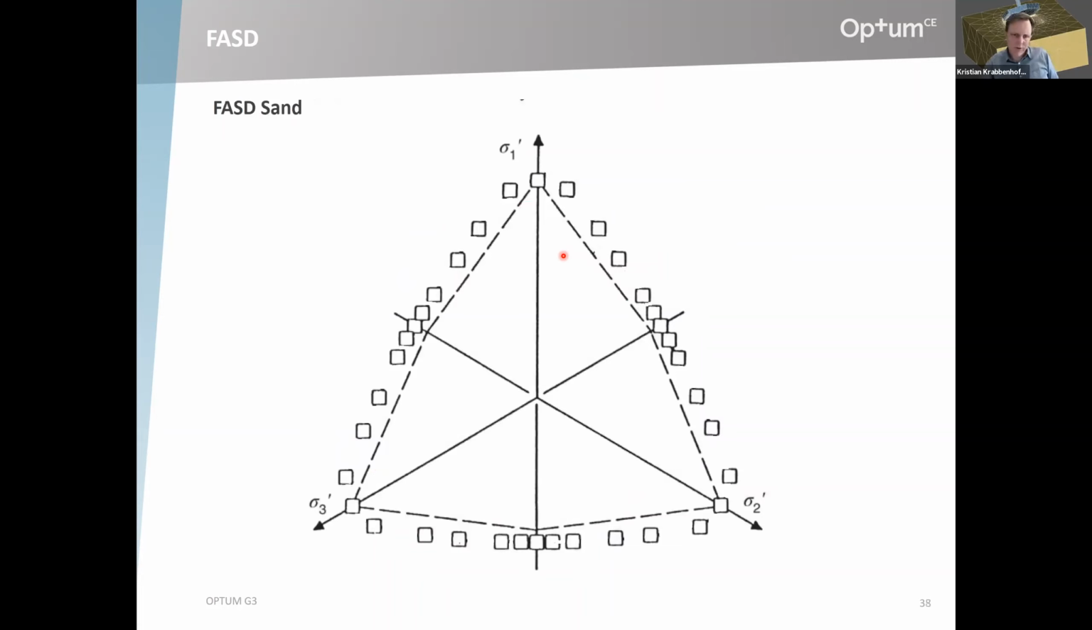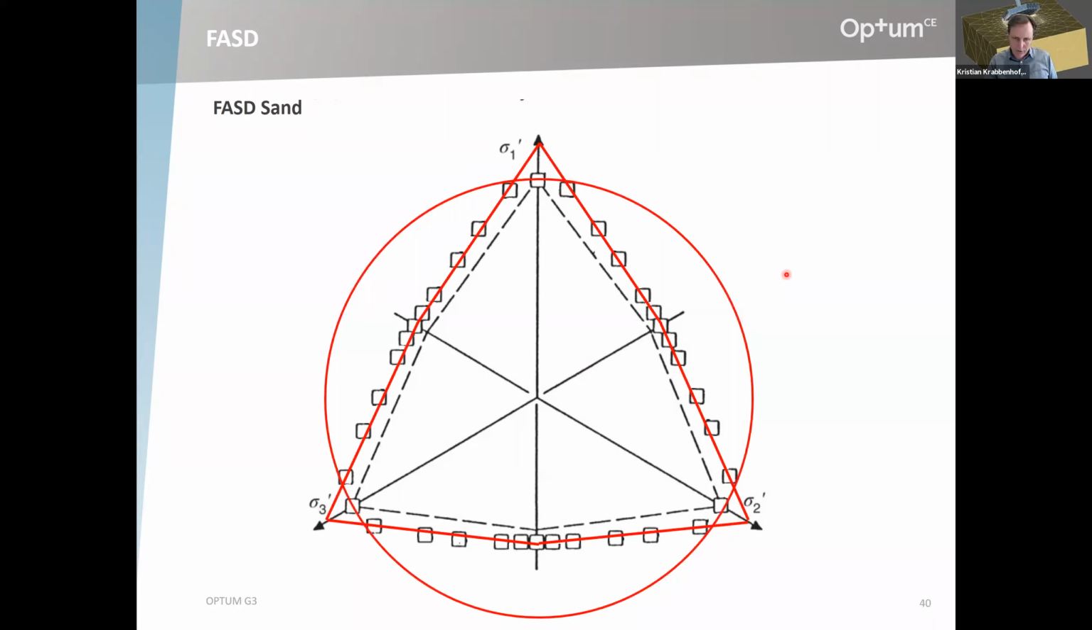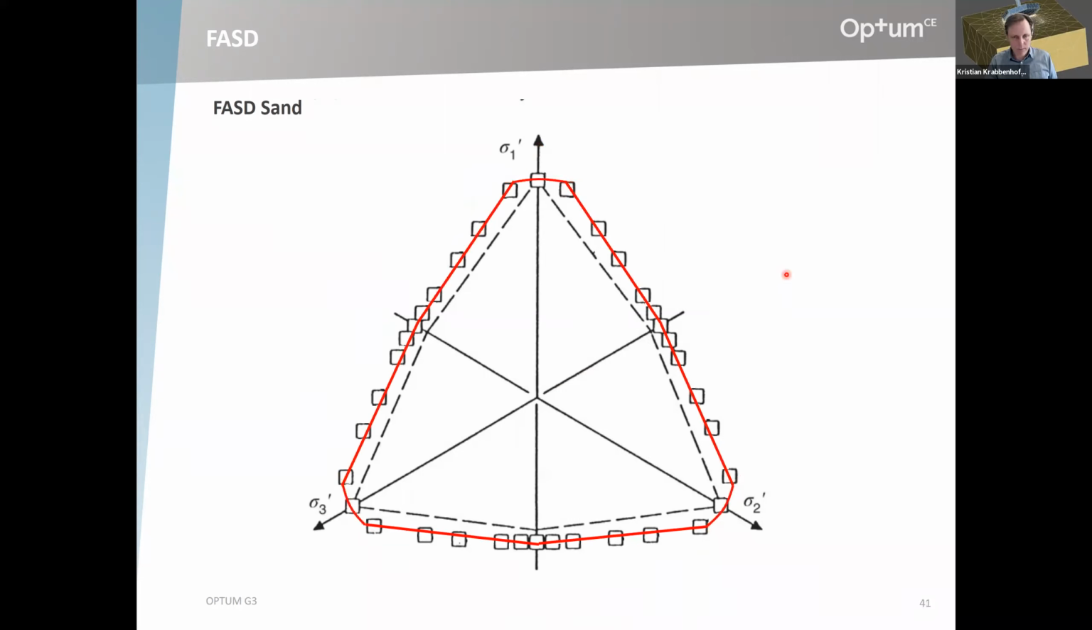So the idea with the fast sand was to say, well, if we have these data points here, let's just for the time being forget about what happens close to triaxial compression, and then let's do a Mohr-Coulomb fit through the remaining points. So we have this thing here, which is a pretty good fit, except here at the triaxial compression corners. But that's then where we can bring in the Drucker circle matched in triaxial compression, so that we basically have a composite criterion that looks like this.